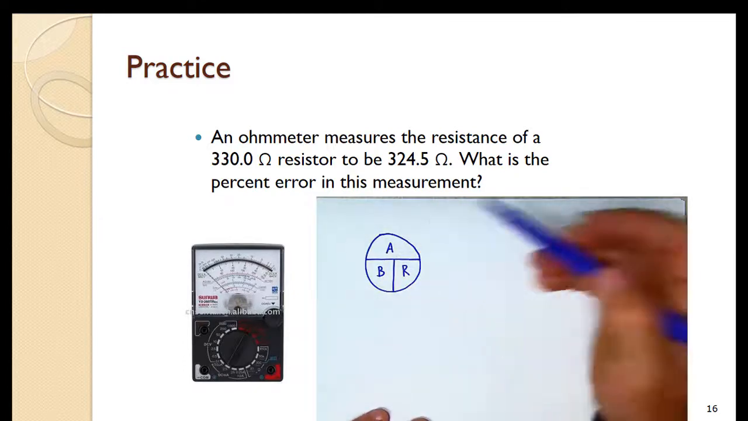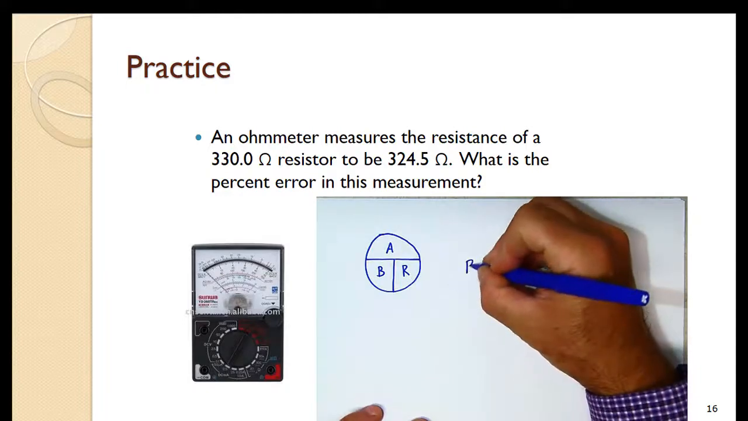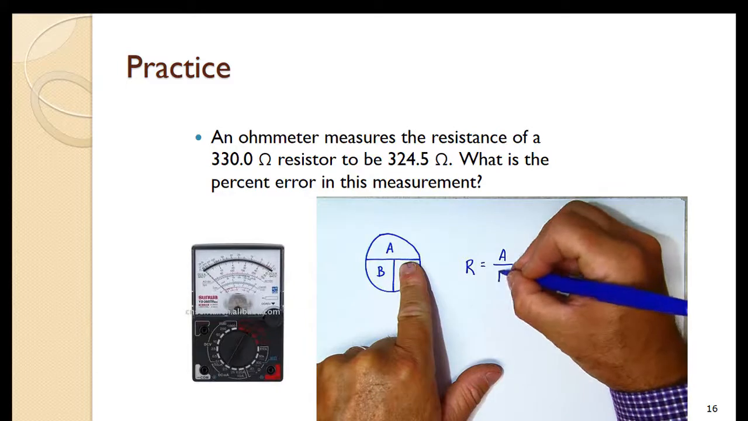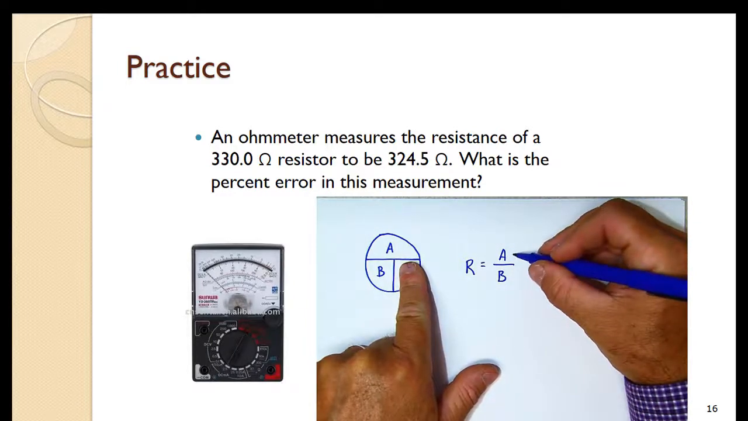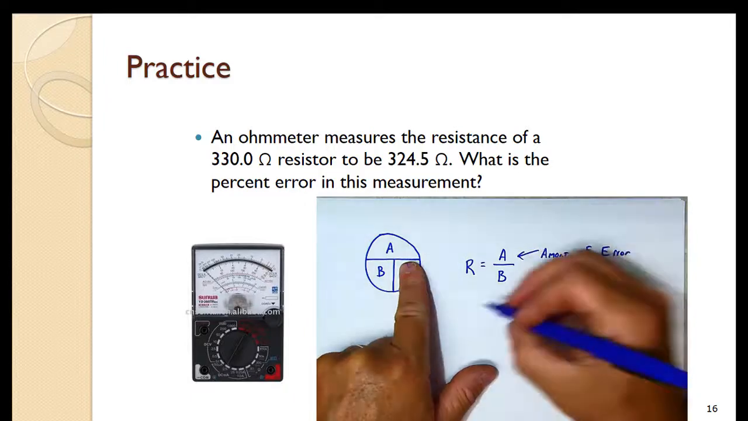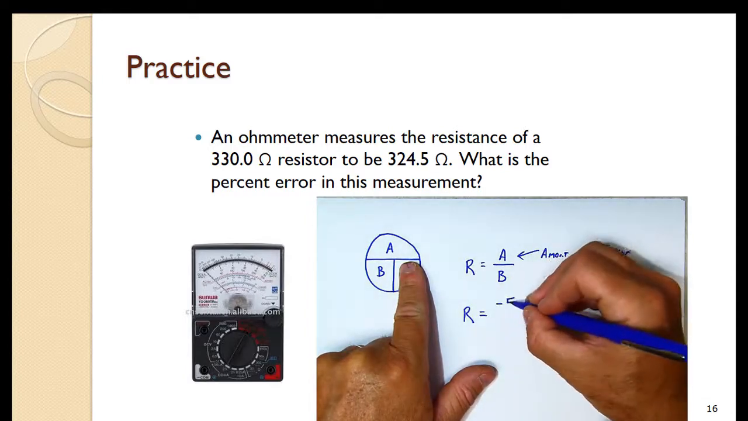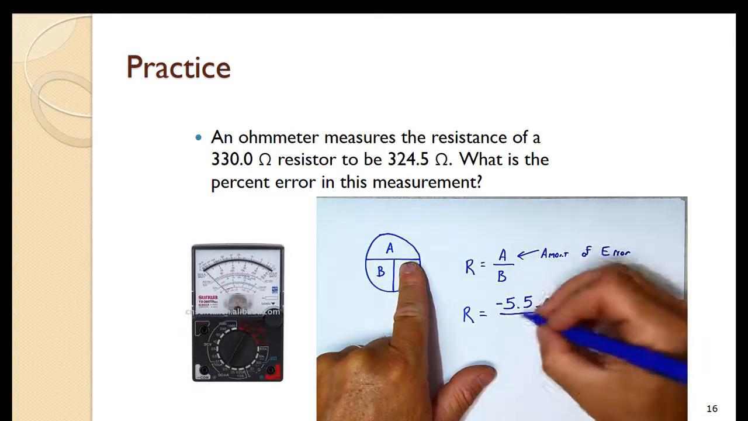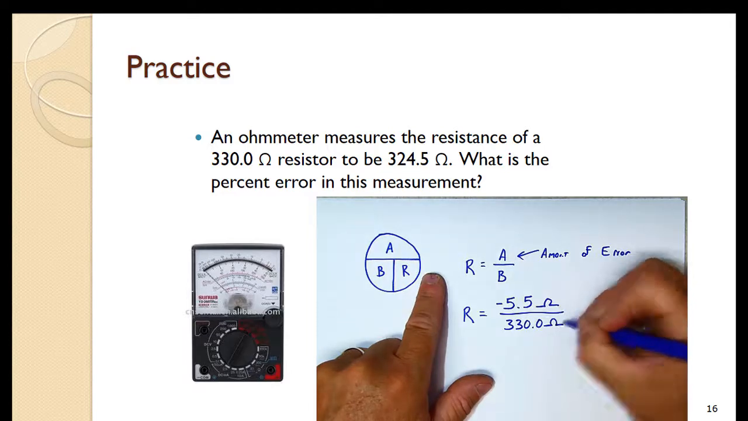And of course, you could use your wheel for this too. The question is, what is the percent error? So we're trying to find the rate, or our percentage. The rate is the amount divided by the base, where the amount is how much we're failing to report, the amount of error. And so as we just saw, our rate will be the amount of error, that's underreporting by 5.5 ohms, compared to our base, the known value of 330 ohms.